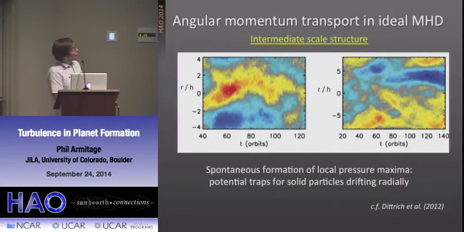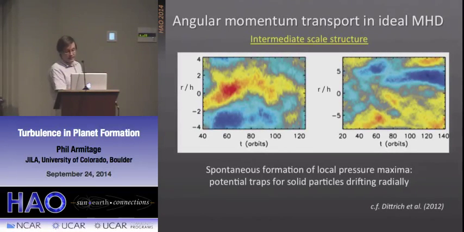And this could be important because if this, say, is a pressure maximum, particles, dust particles, would tend to flow towards that pressure maximum and accumulate there, and those could be good sites for forming planetesimals. So we're interested in this and working on this.